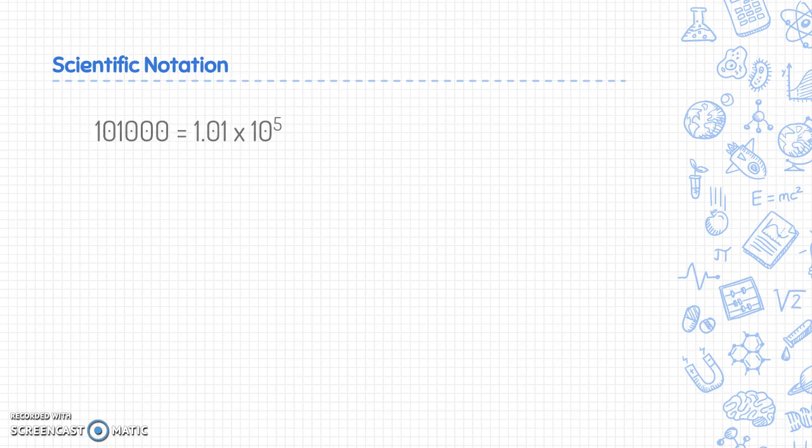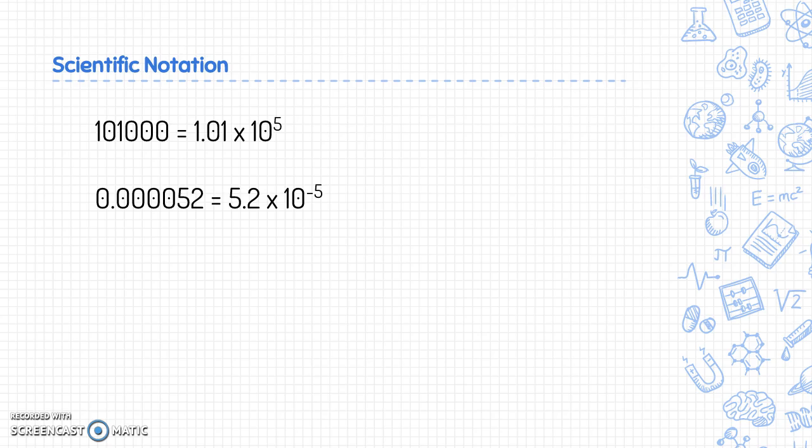Scientific notation. As a review, when you move the decimal point, you move the decimal point until it creates a number between 1 and 10. It can be equal to 1, but it can't be equal to 10, less than 10. So here you would move the decimal point all the way until it comes after the 1, 1.01. And if you do that, you move it 5 places to the left, so it's times 10 to the 5th.